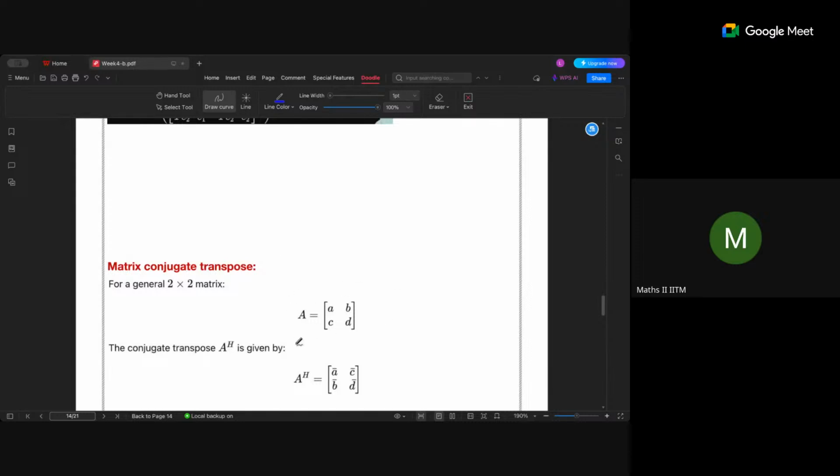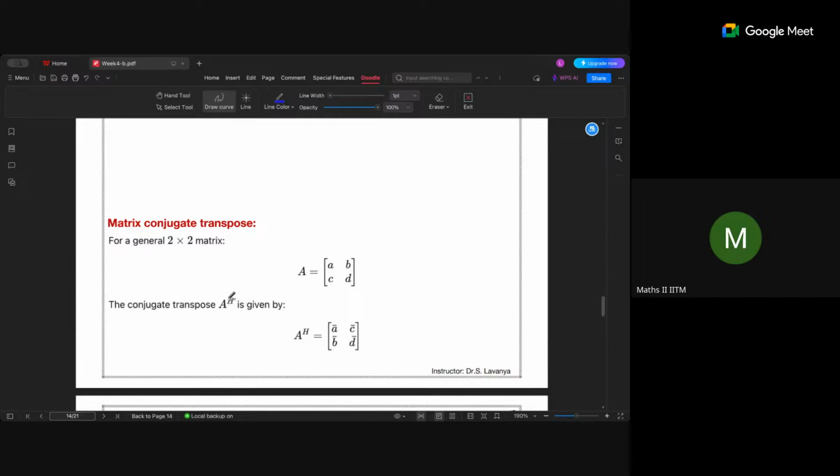So if you have a 2 by 2 matrix, the conjugate transpose, denoted by A power H, is given by, here you see first we are taking A transpose. Can you tell? What should be here when you take the transpose? C. C, B, and D. Right? So this is the transpose of the matrix. Now we are just taking the complex conjugate of this transpose. So conjugate transpose means you take the transpose and take the conjugate. That's all. Or you take the conjugate and take the transpose.